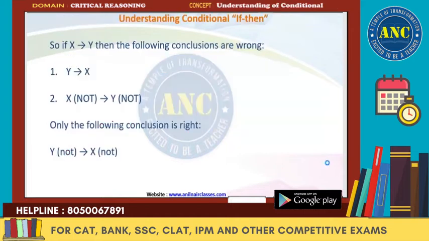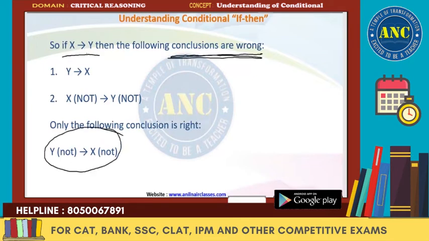Understanding conditionals, if then. So always remember, if X relates to Y, for you to find out the conclusion, it will always be the other way around. That means the Y naught will lead to X naught. This has to be the conclusion, but not the other two. If X relates to Y, the conclusion cannot be that Y relates to X, nor can the conclusion be that X naught relates to Y naught. No, it will always be that Y naught relates to X naught.